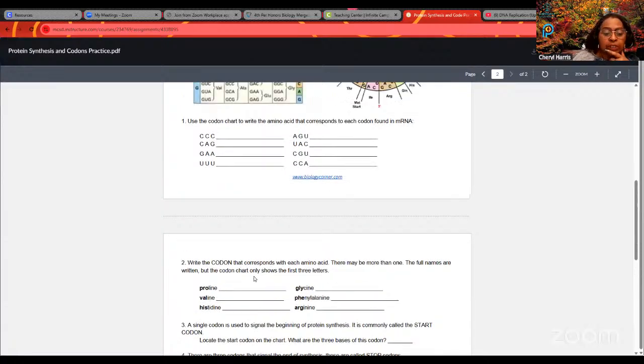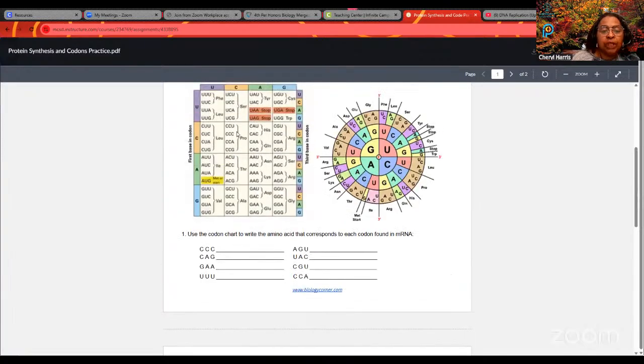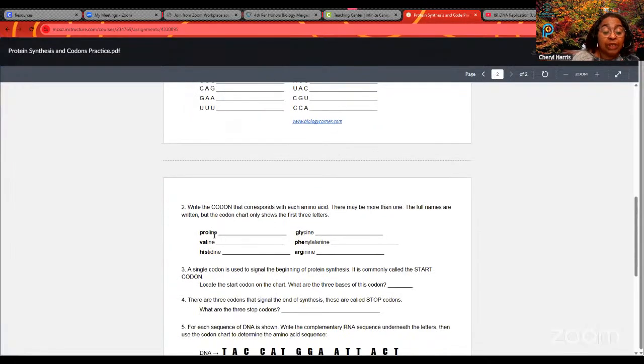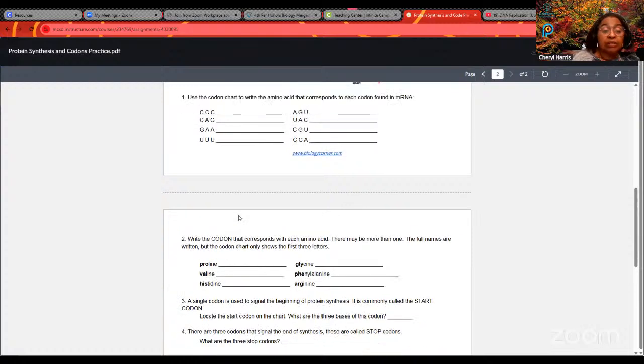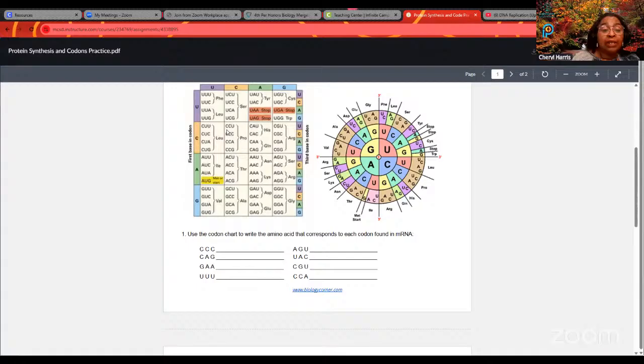Okay, so again, proline is our first one. So we went up here and it was the one that we had used earlier. So I find PRO on the chart and I have several possibilities. For this one, I need you to write all the possibilities if it has more than one. So that answer could be CCU, it could be CCC, it could be CCA, or it could be CCG.